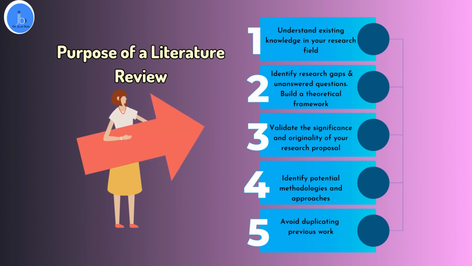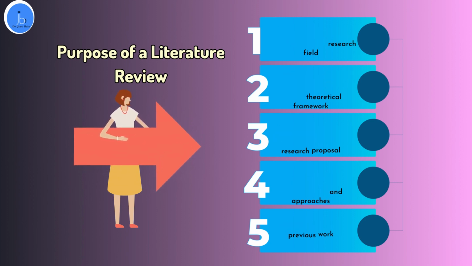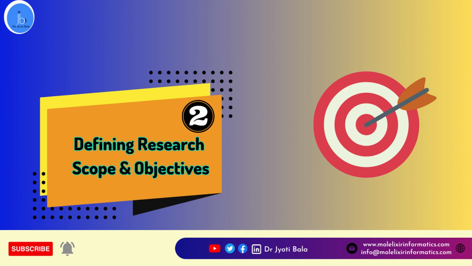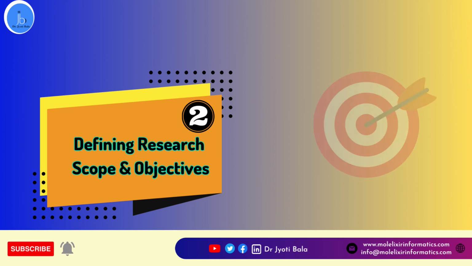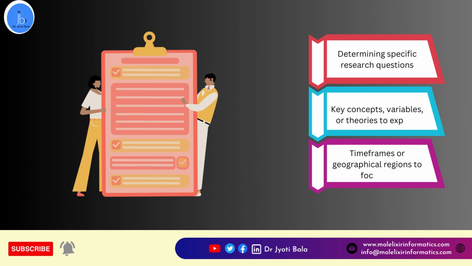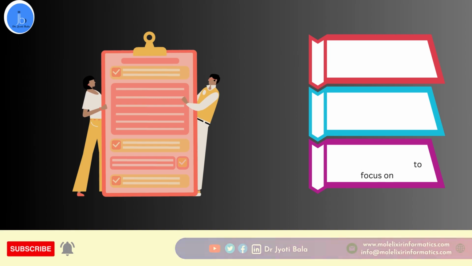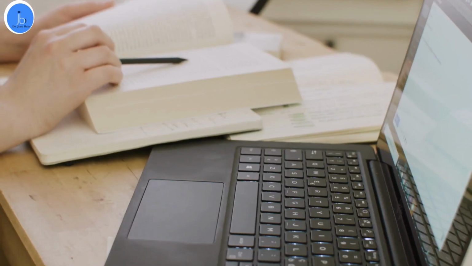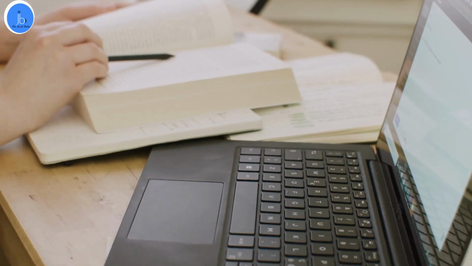Now, the second thing which is important is defining your research scope and objective. So before diving into the literature, it is crucial to define the scope and objective of your research. Ask yourself, what specific question am I trying to answer related to this research? What are the key concepts, variables, and theories I need to explore? Are there any time frames or geographical regions I should focus on? Defining these parameters will help you to narrow down your literature search and save your time.